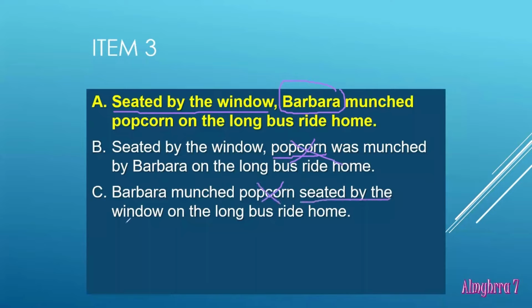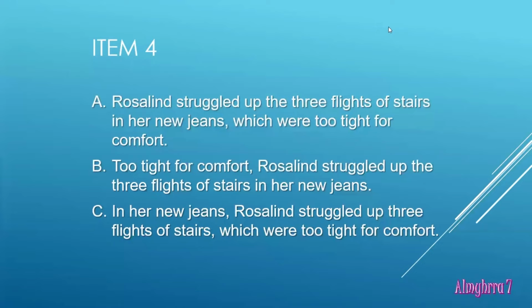Seated by the window on the long bus ride home. This is placed after the word popcorn. In short, this is the word modified, which is wrong. Therefore, the correct answer is letter A. Number 4. Which sentence is free from misplaced and dangling modifier?